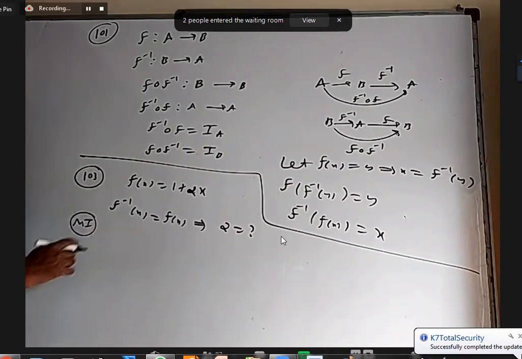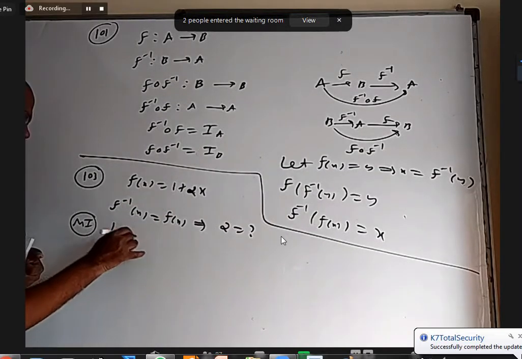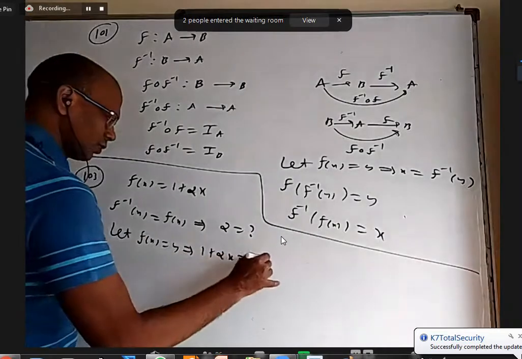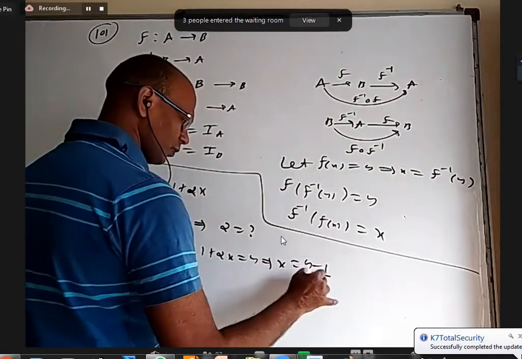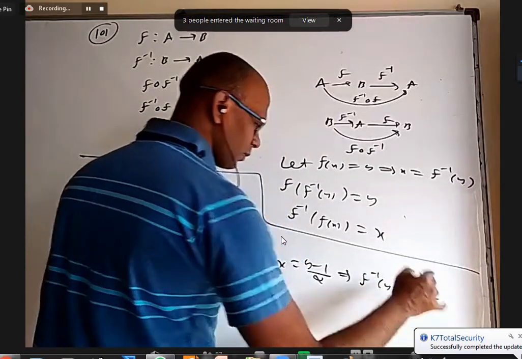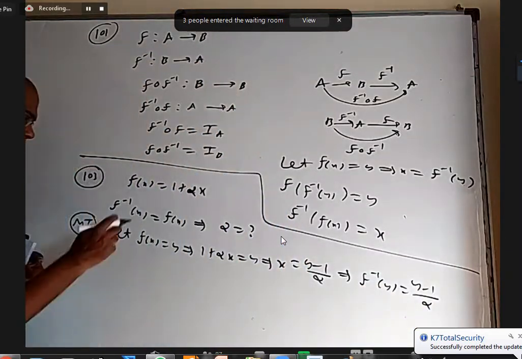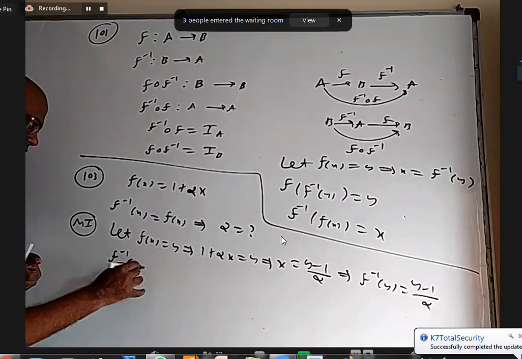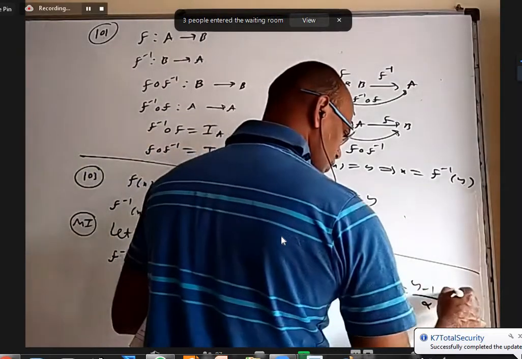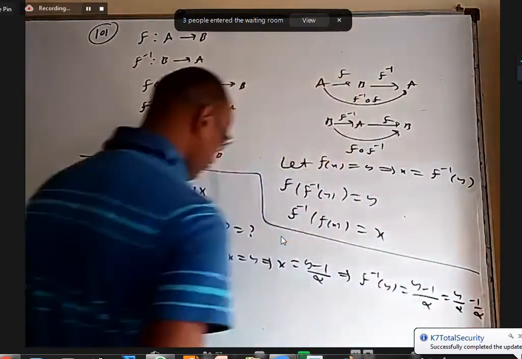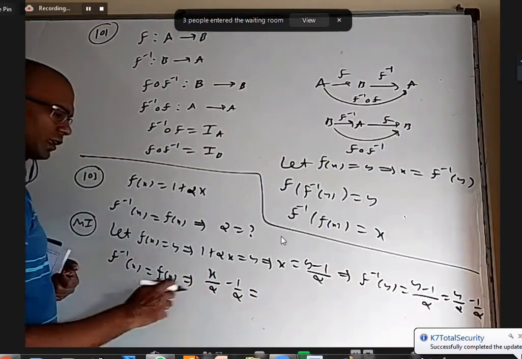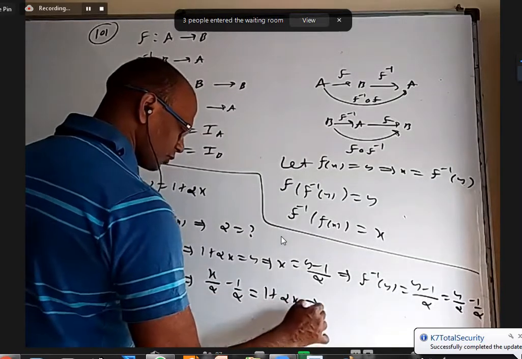Okay. One method is, let us try to find the inverse function first of all. Let f of x equal to y, 1 plus alpha x equal to y, x is equal to y minus 1 by alpha, that is f inverse y is equal to y minus 1 by alpha. So now let us equate f inverse x is equal to f of x. F inverse x, you can write y by alpha minus 1 by alpha. F inverse x will be x by alpha minus 1 by alpha. That should be the same as 1 plus alpha x.